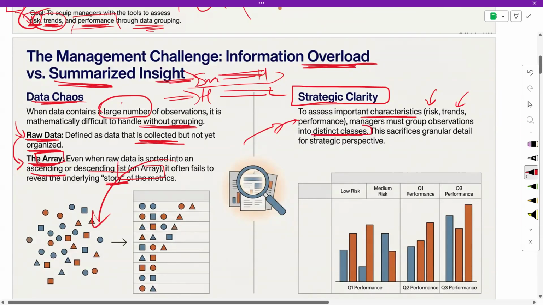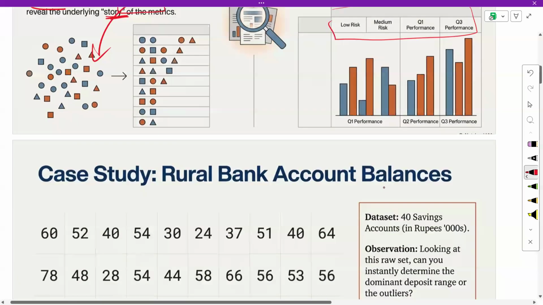So based on the requirement, managers may group the data sets. This sacrifices granular detail for strategic perspective. In ungrouped data, we deal with each and every observation, so that no data is missing and each observation gets detailed attention. But when we group the data set, sometimes we may lose the particular observation, granular details, insights. Here, this data set is grouped in some way, so it is for illustration purposes.